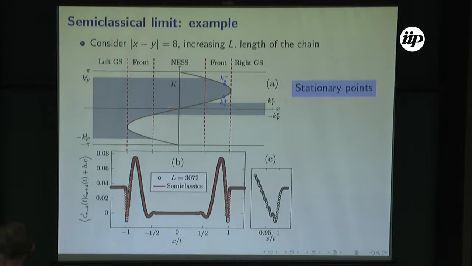Fermi distributions, but they coincide. So actually what happens is that at the end, the correlation functions look translation invariant in the central region inside the light cone.